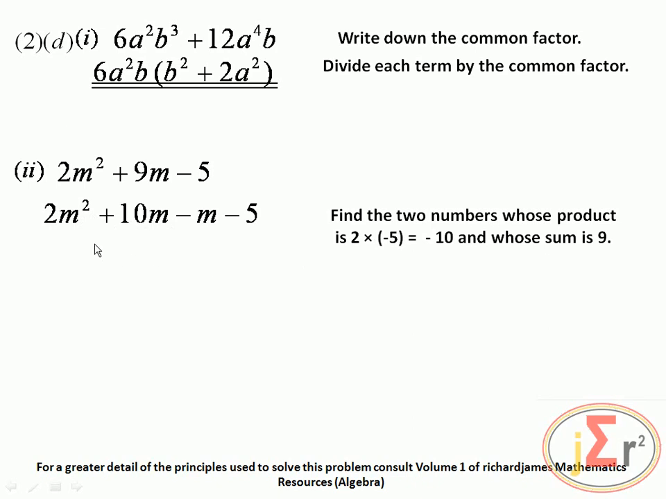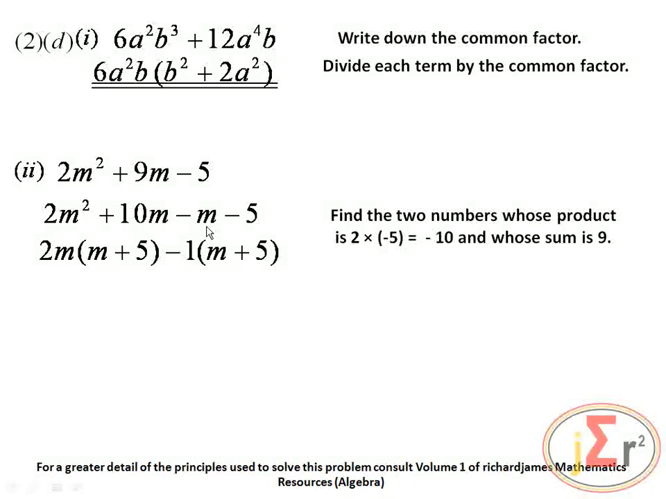We will do our factorization by grouping, taking these two and saying what is the common factor in this case. Of course, 2 will go into 10 and 2, and m will go into m squared and m. So 2m is going to be the factor right there. 2m into 2m squared is m, and 2m into 10m is 5.